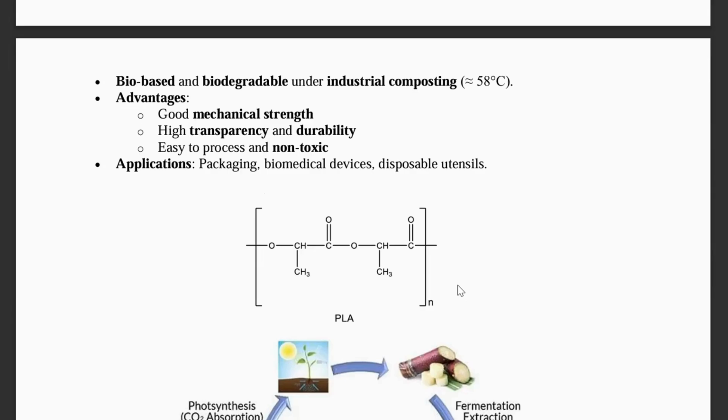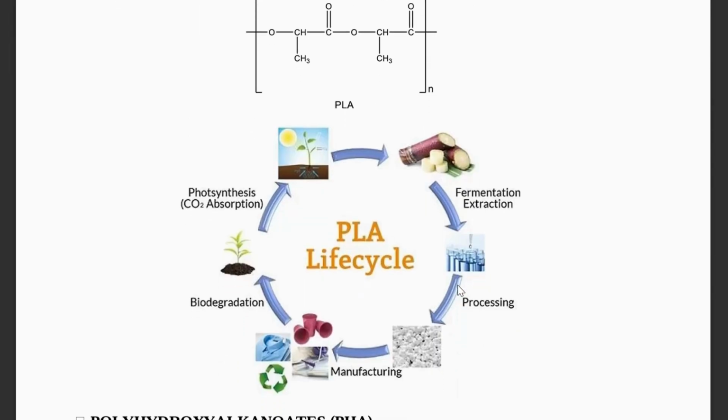You have to frame a sentence and elaborate the points that I have given in the notes. Now, the PLA life cycle: from photosynthesis, CO2 is absorbed and photosynthesis occurs. Then from the fermentation, extraction is done, processing is done, manufacturing of the PLA is done, then that gets biodegraded, and that again in turn goes to the photosynthesis.